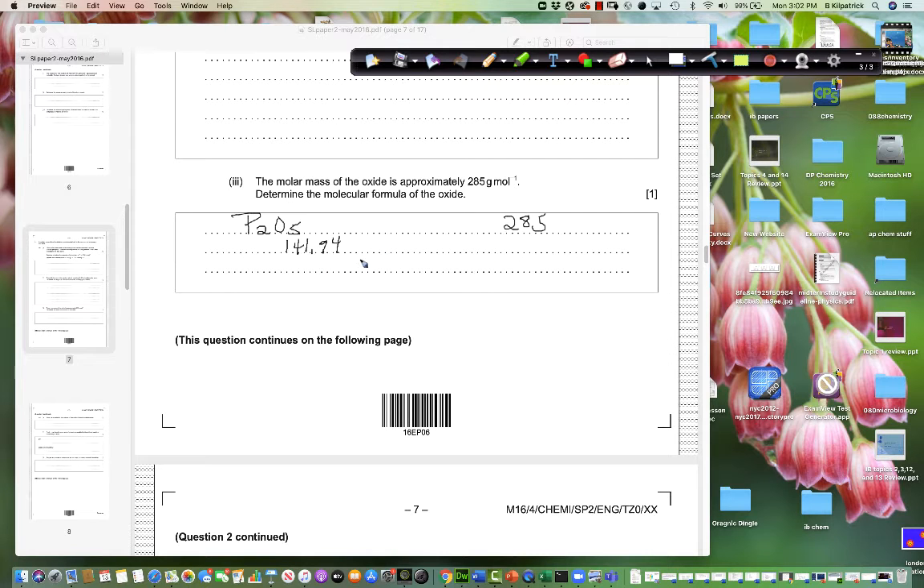Well, this looks to be approximately twice as big. 285 divided by this gives me about 2. So you have twice the number of atoms. So it's going to be P4O10.